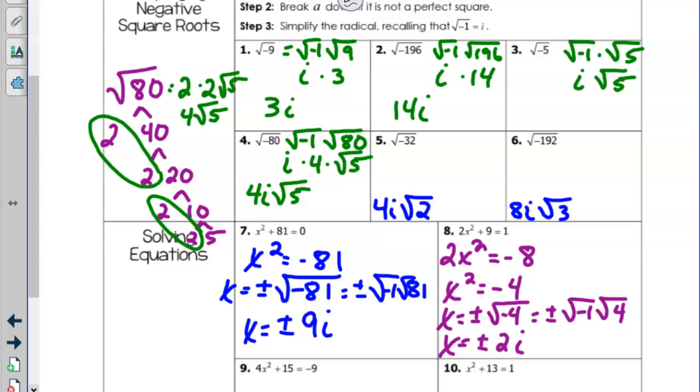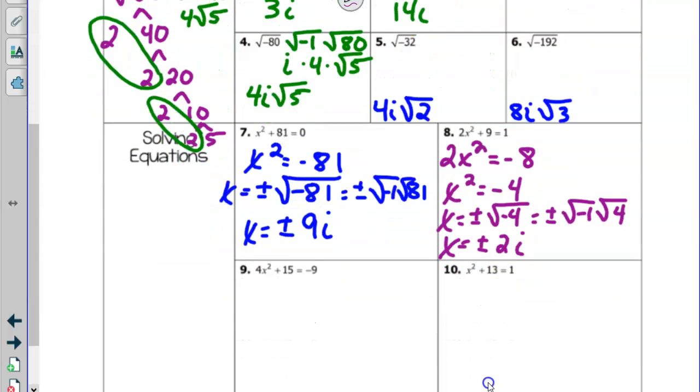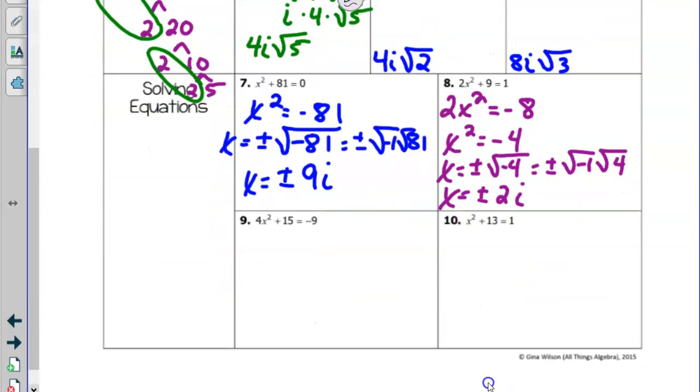How's that feel so far? Good? Alright, let's look at number 9. I need to subtract the 15 first. So negative 9 minus 15 would give me negative 24.